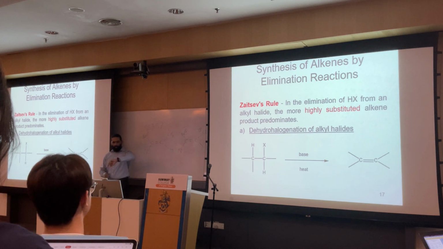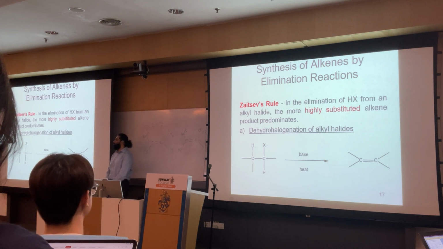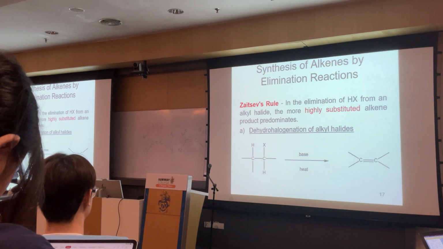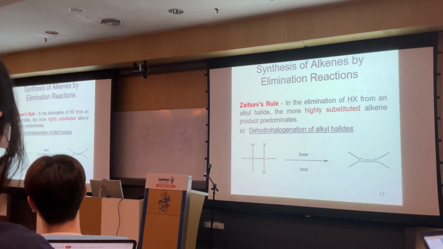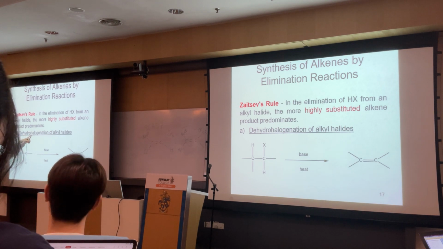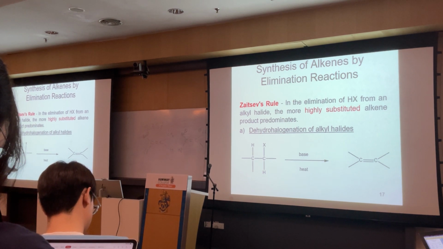So alkenes can be synthesized by elimination reaction. Now you know what an elimination reaction is already, right? Because we looked at examples for other cases. In this case, it's called dehydrohalogenation. Why? Because we are removing hydrogen and halogen from the given molecule. So hydrogen and halogen will be removed, and as a result you will have a carbon-carbon double bond.